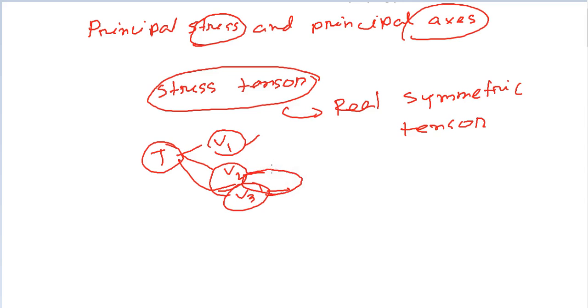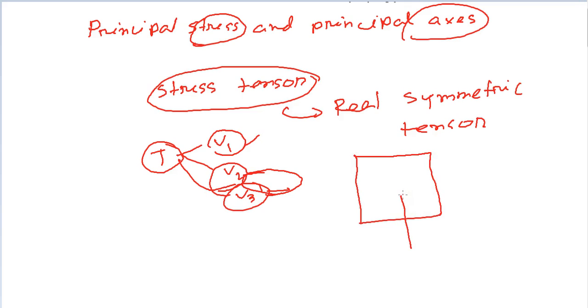On these three mutually perpendicular planes, the stress vector is normal to the plane, and there will be no shearing stresses on these planes. I'm repeating again: on these planes the stress vector is normal to the plane, with no shearing stress. These normal stresses are called the principal stresses.